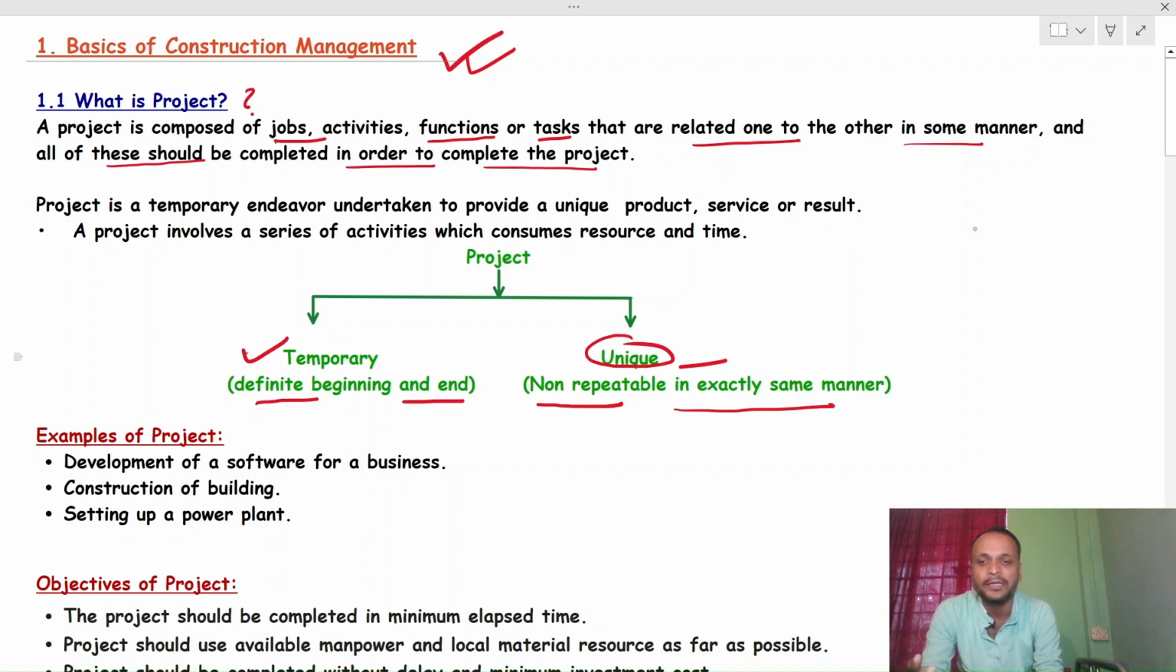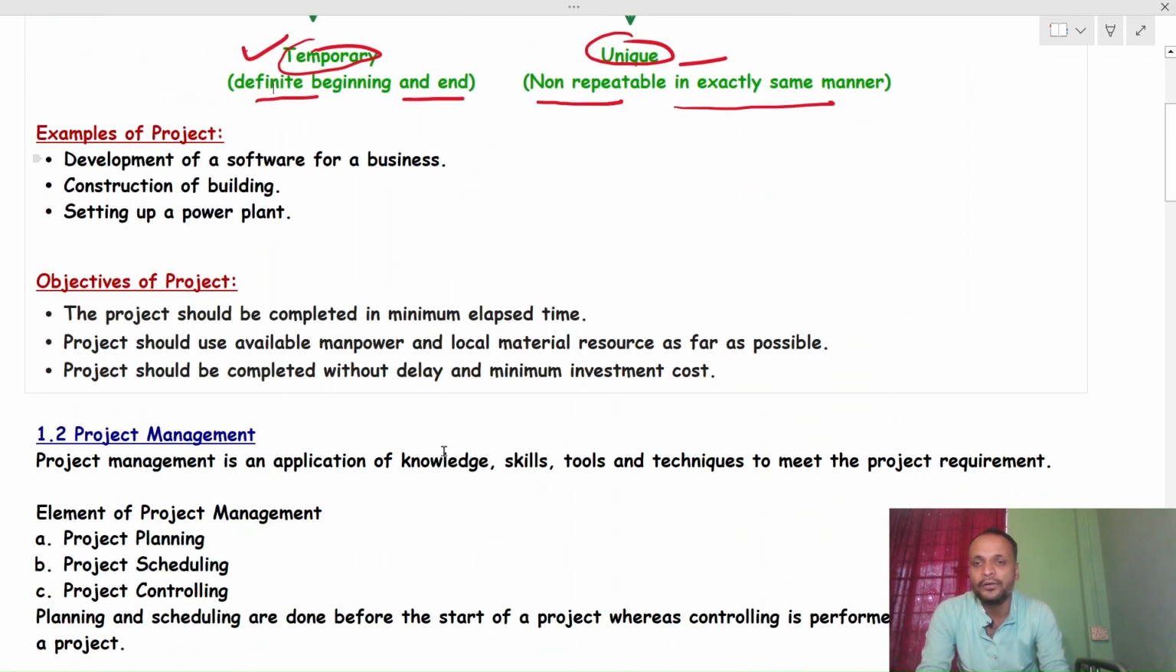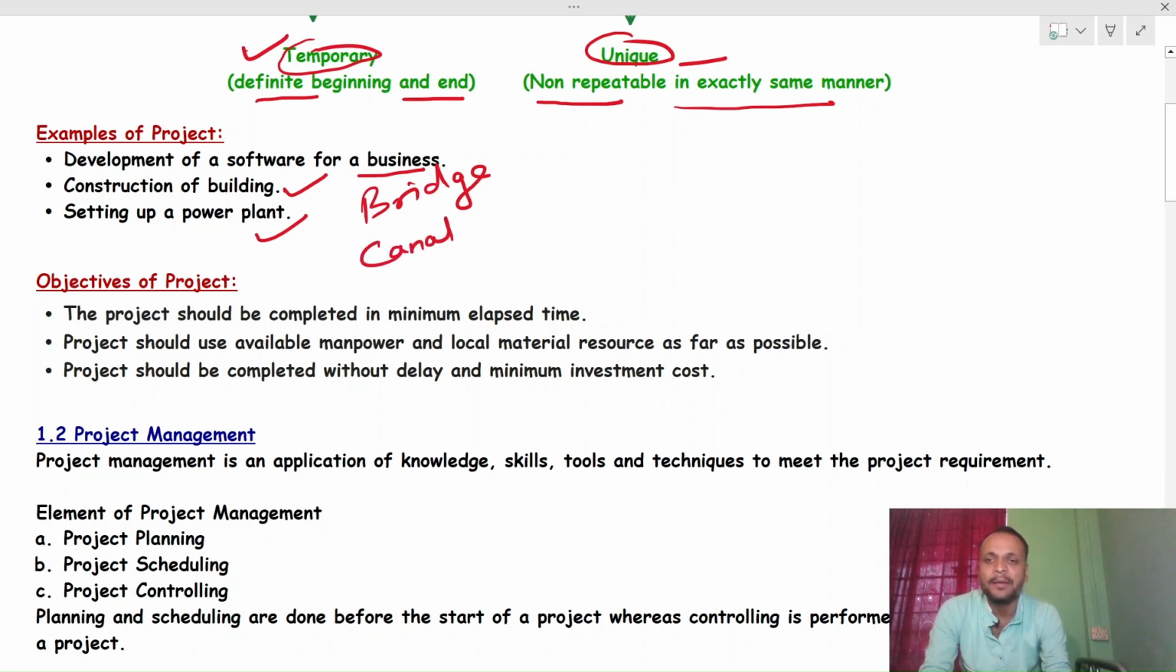So we have two types: the temporary project and the unique project, right? The examples I already told you: the development of software for a business, construction of a building, setting up a power plant, bridge construction, canal construction. These are examples of projects which are associated with several activities. If you are constructing a bridge, you have to arrange the resources of manpower and materials. Then you have to make the foundation, then the substructure, then the superstructure. It is a combination, right? So these are examples of a project.